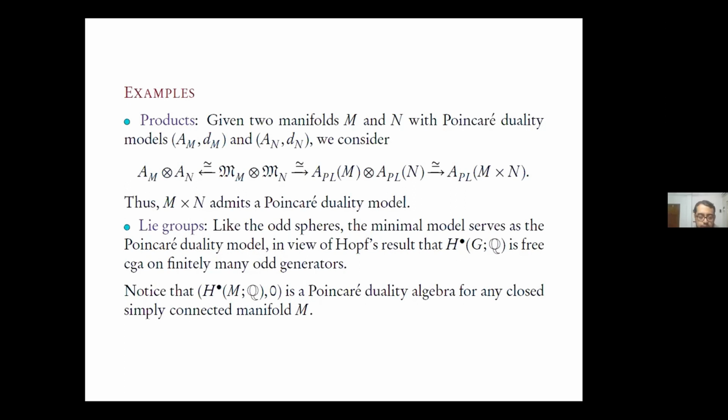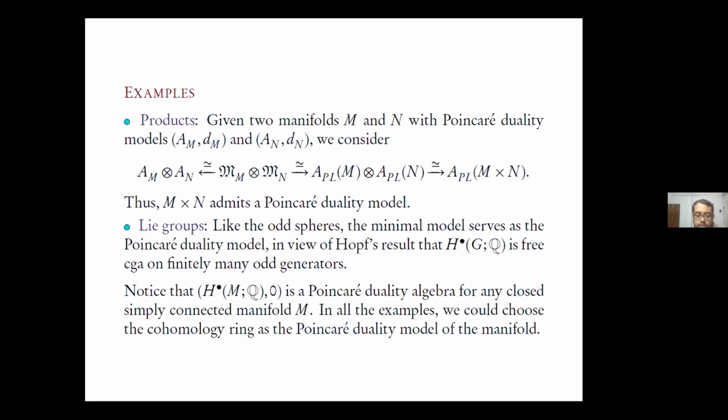I mean, it is a Poincare duality algebra for any simply connected manifold that we already talked about, but it also served as a Poincare duality model for these examples, for spheres and Lie groups. And that is not by accident, okay? And so I want to talk about that en route to talking about Poincare duality further. So in all the examples, we could choose the cohomology ring as a Poincare duality model, and there's a reason for that. So that leads me to what is called formality, and I would like to talk a little bit about that, and then continue with talking about Poincare duality, and then hopefully connect it with certain things you have seen in algebra, and hopefully you will see again in algebra.